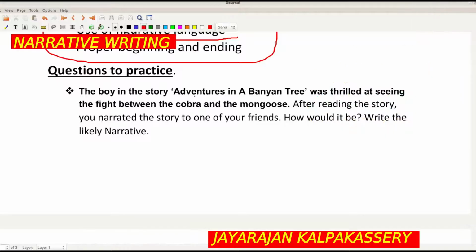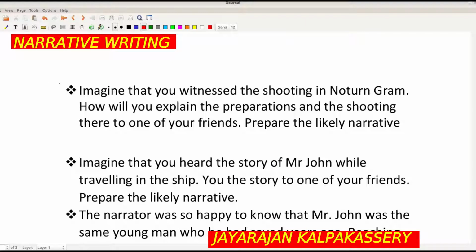First one is, the boy in the story Adventures in a Banyan Tree was thrilled at seeing the fight between the cobra and the mongoose. After reading the story, you narrated the story to one of your friends. How would it be? Write the likely narrative. The same pattern. Next question is, imagine that you witnessed the shooting of Northern Gram. How will you explain the preparations and shooting to one of your friends? Prepare the likely narrative.